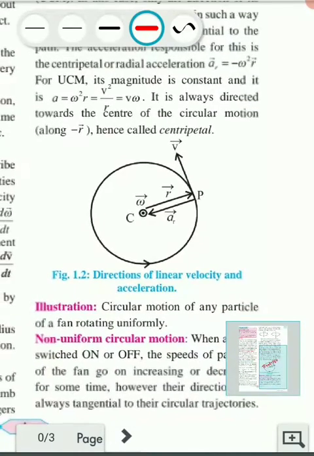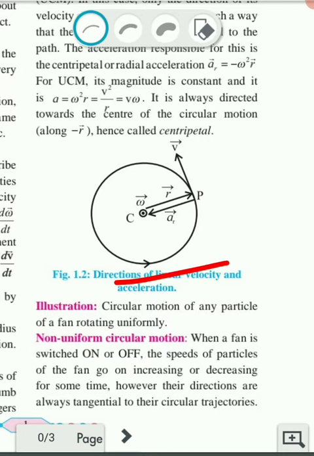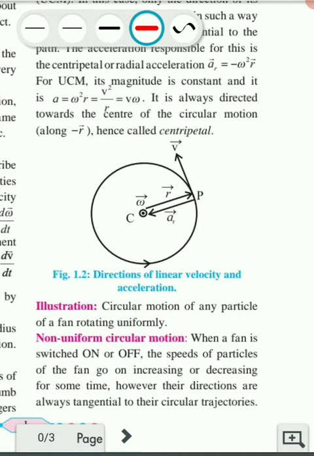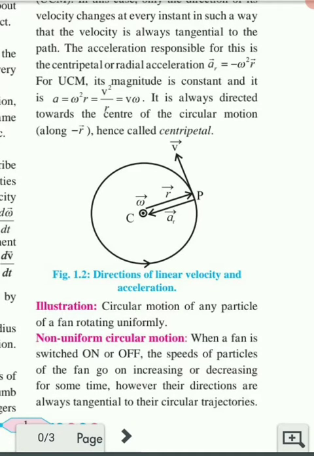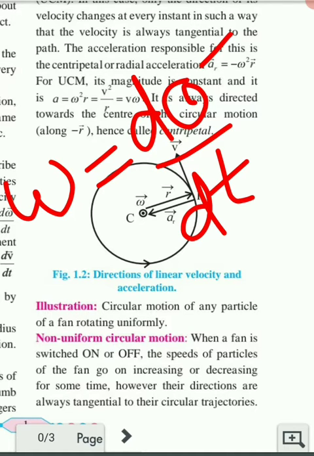Angular velocity is defined as the rate of change of angular displacement with respect to time. So we can write, angular velocity is denoted by omega. In derivative form we can write d theta by dt. Here angular velocity is defined as the rate of change of angular displacement with respect to time.